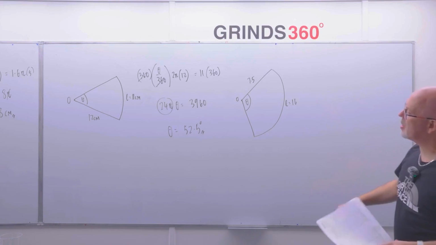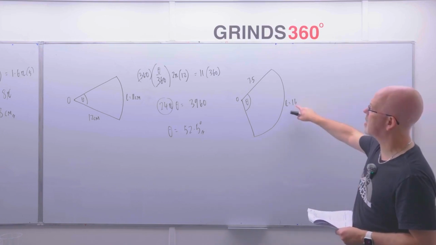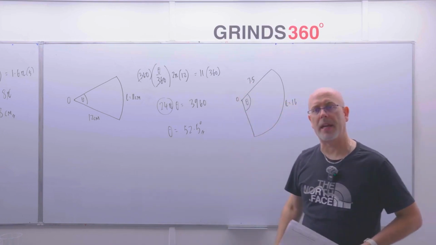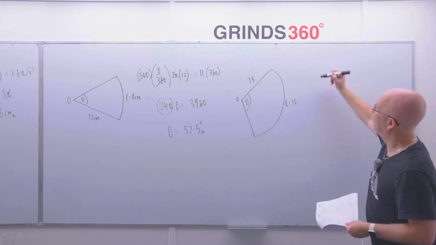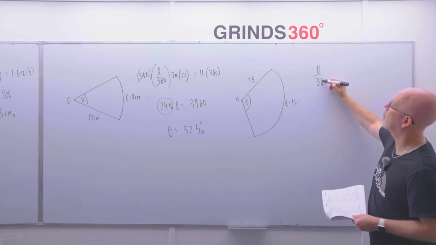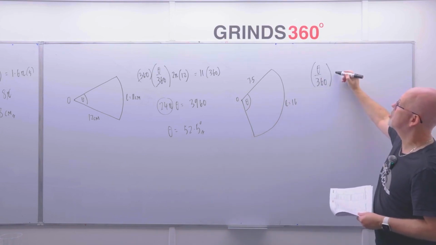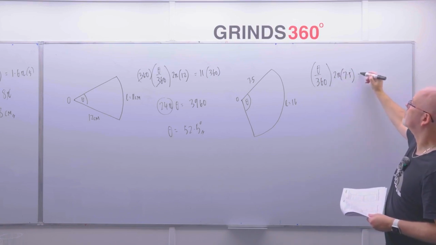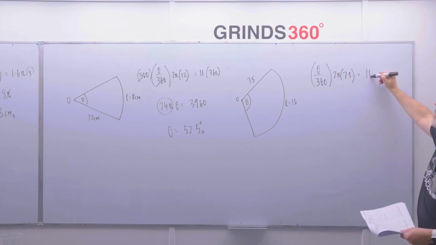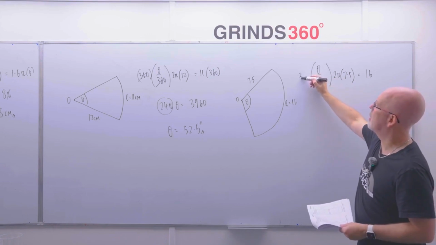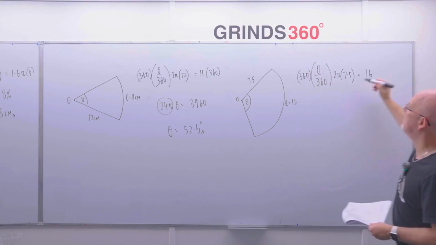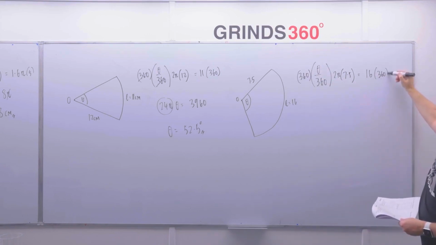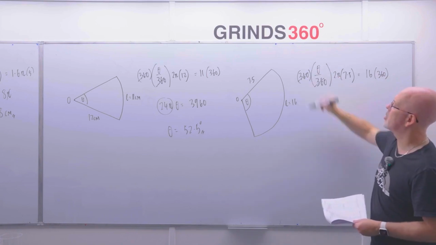And the same with this one here. If I wanted to find the measurement in radians, it would just be 16 divided by 7.5. No problem there. But to find it in degrees, the formula is theta over 360, because I don't know what theta is, times 2 pi r, which is 2 pi times 7.5. And that should equal 16. So again, I'll multiply both sides by 360. Anytime I've got an equation with a fraction, I'll get rid of the fractions first.